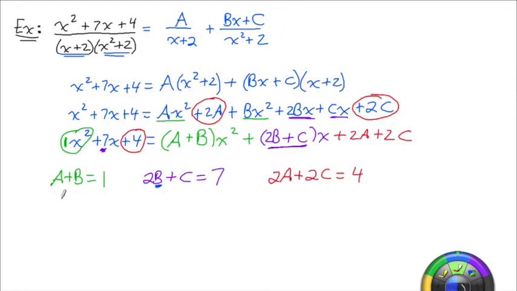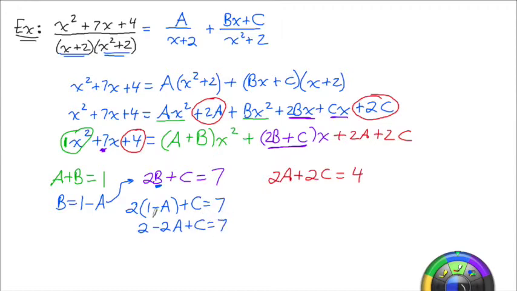So I'll take the first equation and I'll solve for b. So b is going to equal 1 minus a. Take that and substitute it in here. So we're going to go 2 times b plus c is equal to 7. The b is now equal to 1 minus a. So we're going to get 2 minus 2a plus c has to equal 7. And if I move the 2 across, I'm going to get negative 2a plus c is equal to 5.